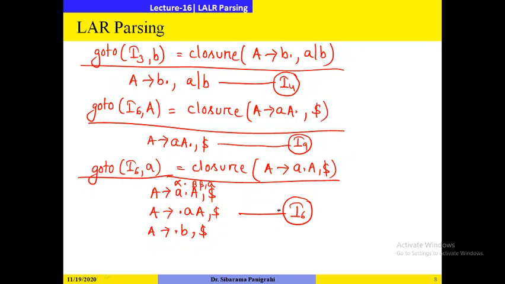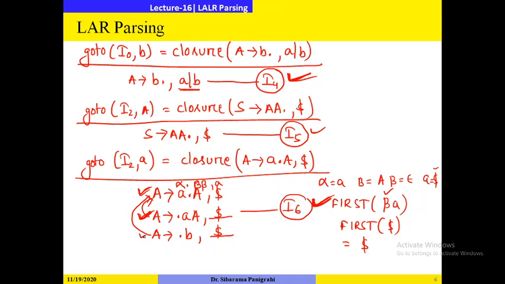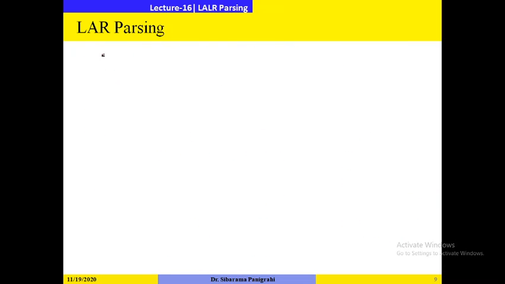Now let us see, in I6, can you jump any other symbol? In I6 you can jump the symbol small b. So what will you get? A gives to B dot, comma dollar. So goto(I6, small b) is nothing but equal to the closure of A gives to B dot, comma dollar.